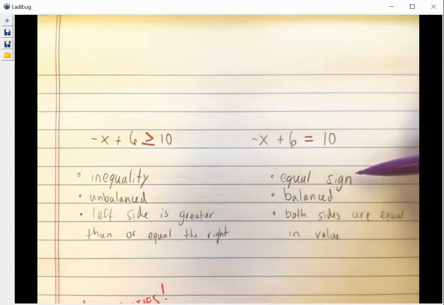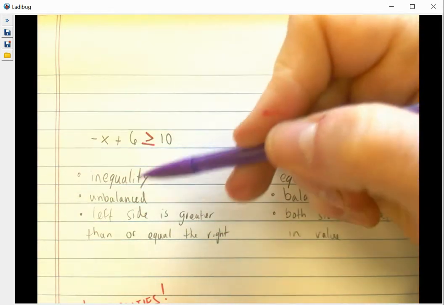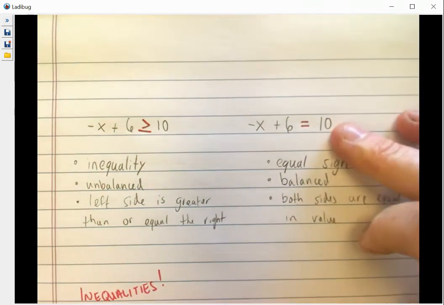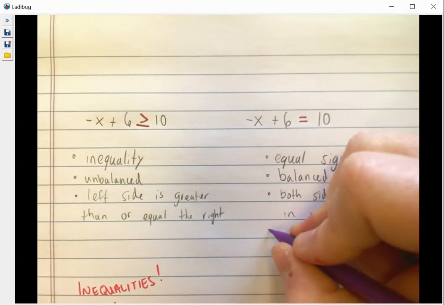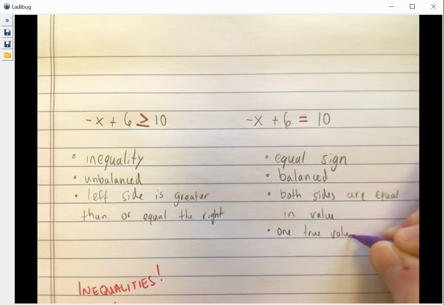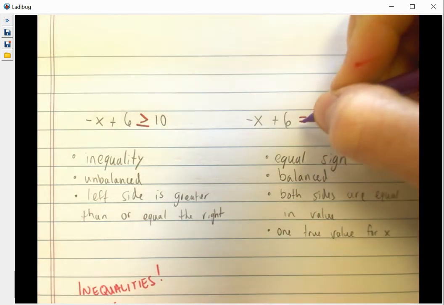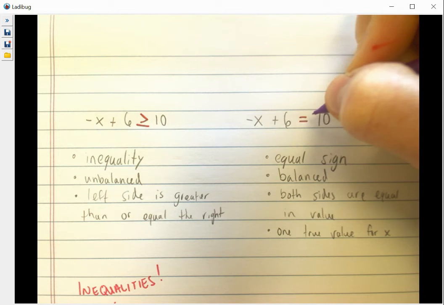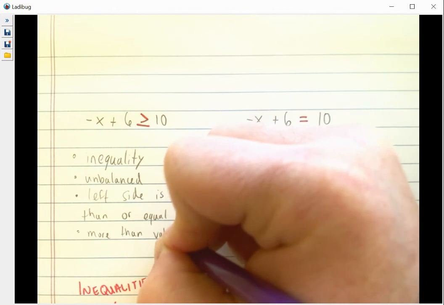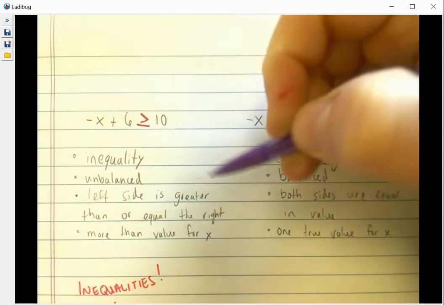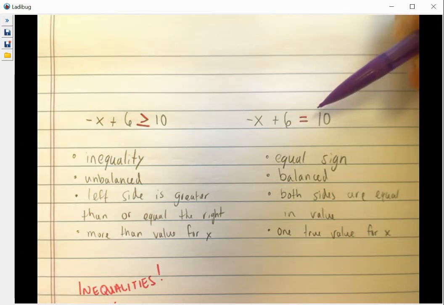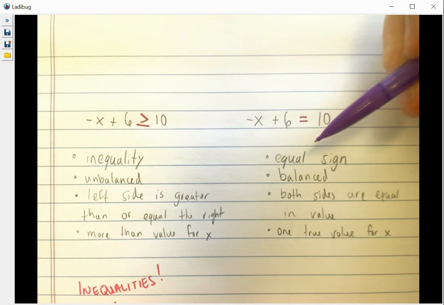So notice the difference. Balance on both sides here. This is an unbalanced scenario. This side is more than that side. So just keep that in mind while we're solving inequalities. There's one more thing. In this scenario, there's only going to be one true value for x. When you solve for x, there's only one true value that makes this balanced on both sides. Here, there's going to be more than one value for x because it's an imbalanced scenario. There's more than one number that would make this true. Here, there's only one number that makes this true. So that's inequalities versus an equal sign.